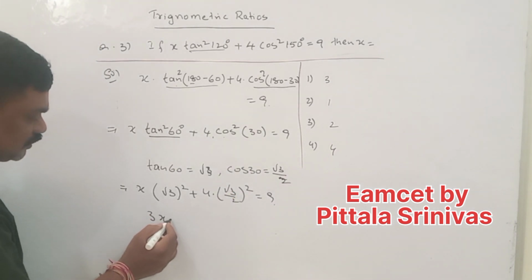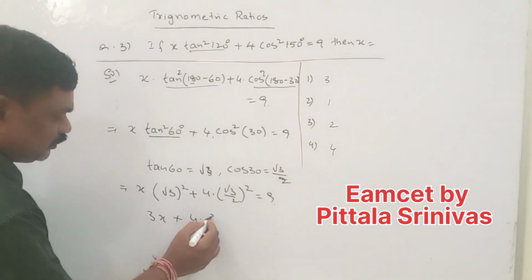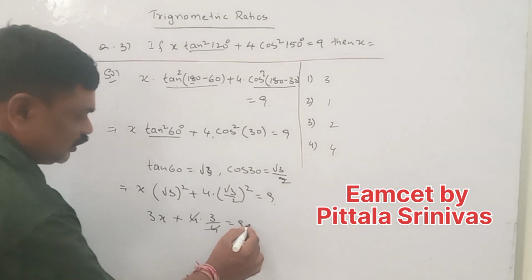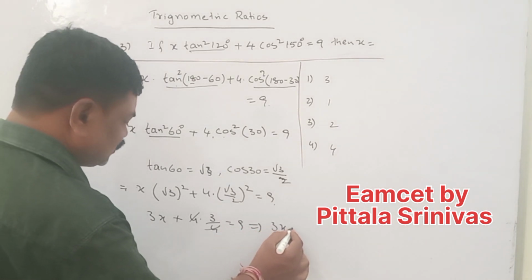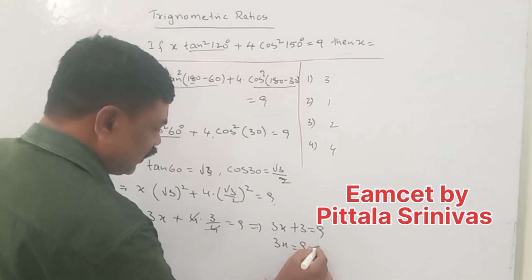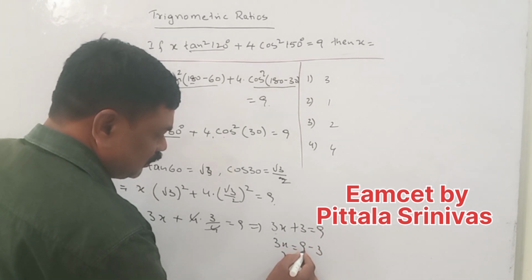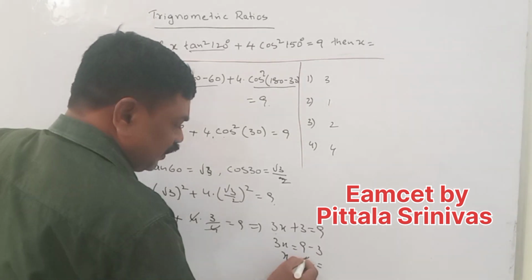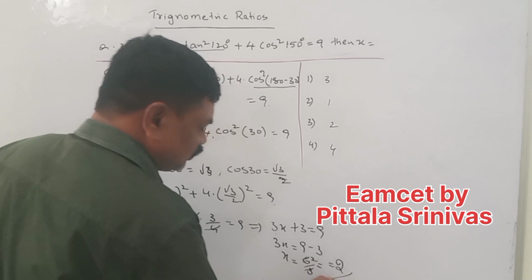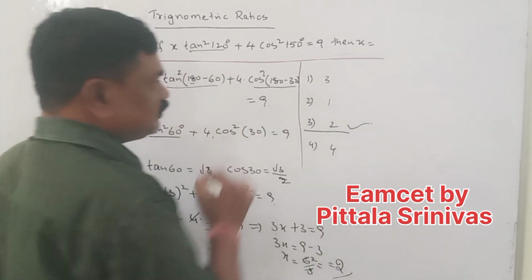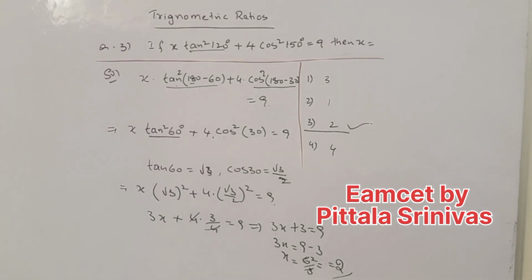So this is 3x plus 4 into 3 by 4 is equal to 9. This one cancels, implies 3x plus 3 is equal to 9. 3x is equal to 9 minus 3. X is equal to 6 by 3. 9 minus 3 is 6, 3 2s are 6, is equal to 2. X is equal to 2. So 3 is the answer. That is 2. X is equal to 2. Okay, all of you. That's all.